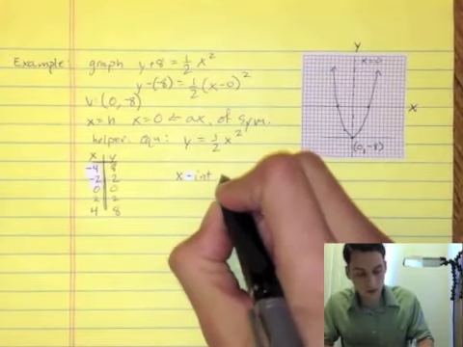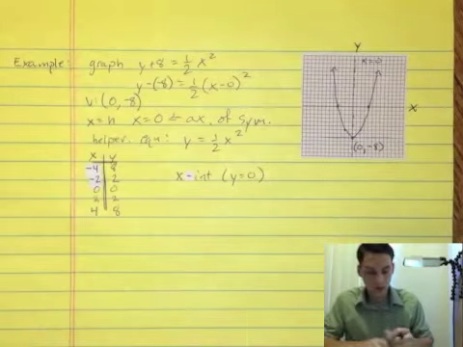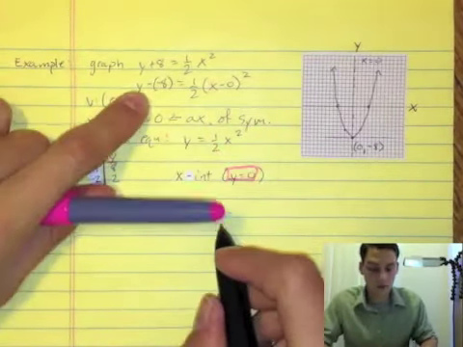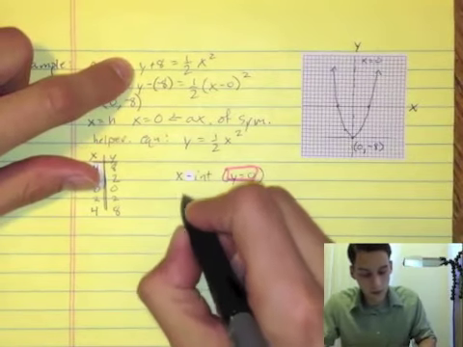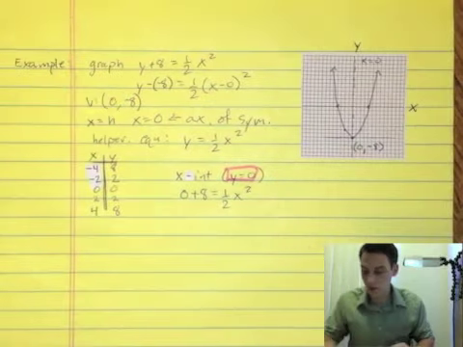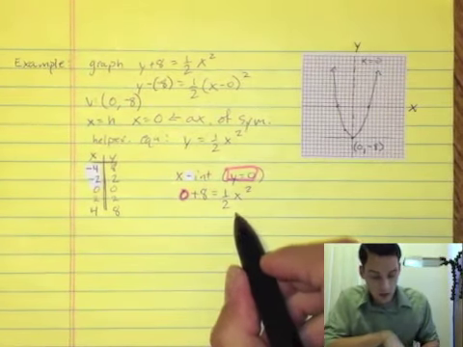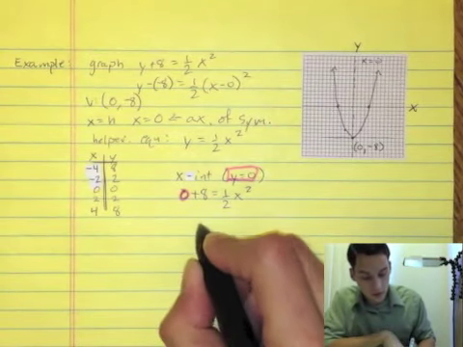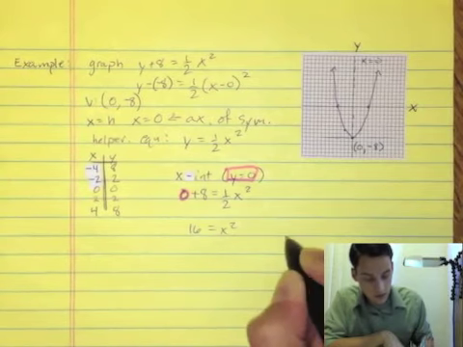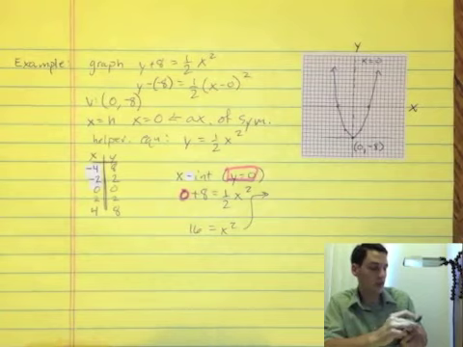We can find this by setting y equals 0, and we're using our original equation. So 0 plus 8 equals 1/2 x squared, and we're solving for x. I can multiply both sides by 2 to get 16 equals x squared. So x squared, by square rooting both sides.